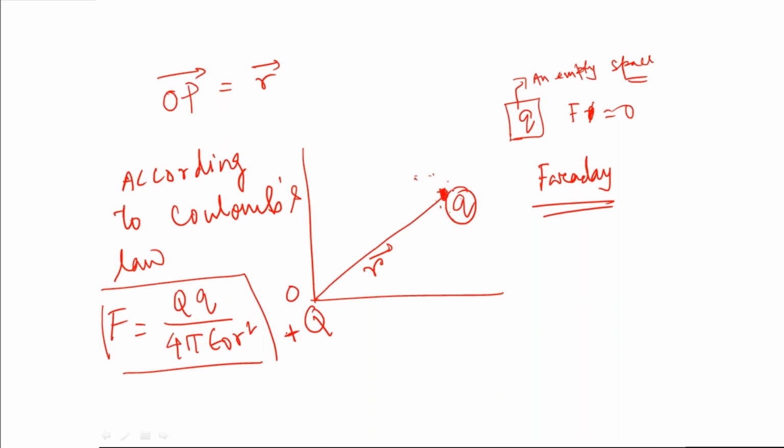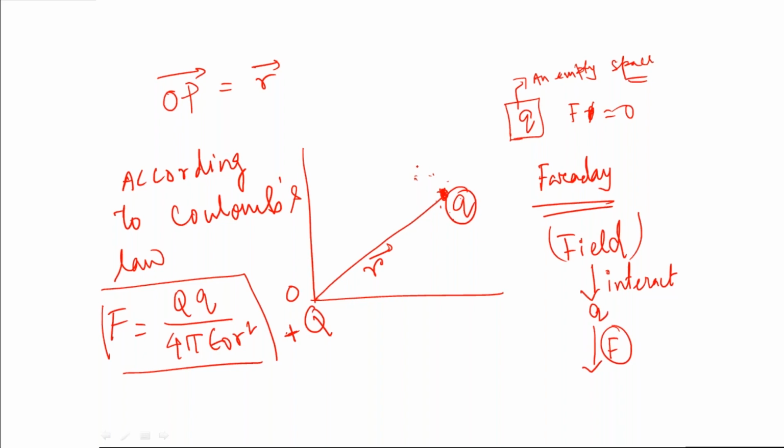So in the early stage of development of electrostatics and electromagnetic theory, scientists, especially Faraday, termed that even when the charge small q is not there, there is something called field. What is that? Field. Field is there. So what happens when the charge is brought? This field will interact.